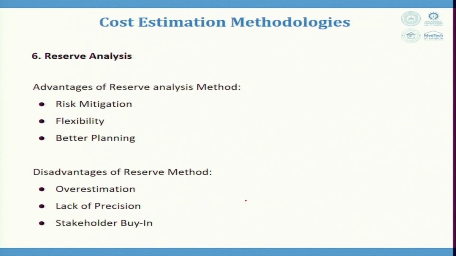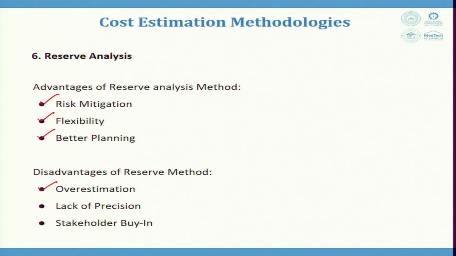There are certain pros and cons of these, that is risk mitigation is taken into account in the reserve analysis. It provides financial protection against unforeseen events. Then flexibility is there, that means it allows the adjustments as project progresses. Better planning is taken because it helps to maintain project budget and schedule integrity always. Disadvantages are overestimation is there. Overestimating reserves can tie up resources unnecessarily.